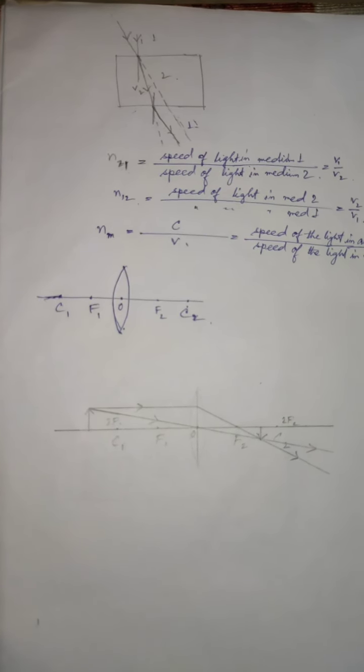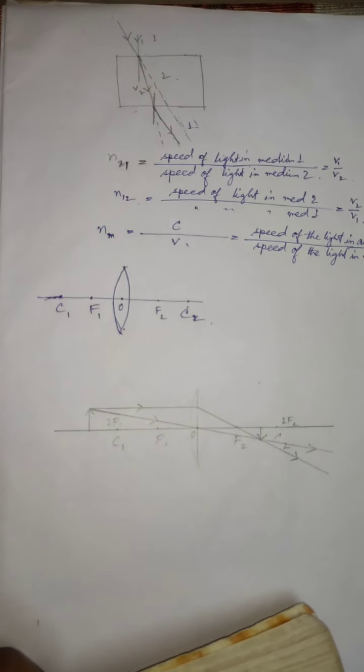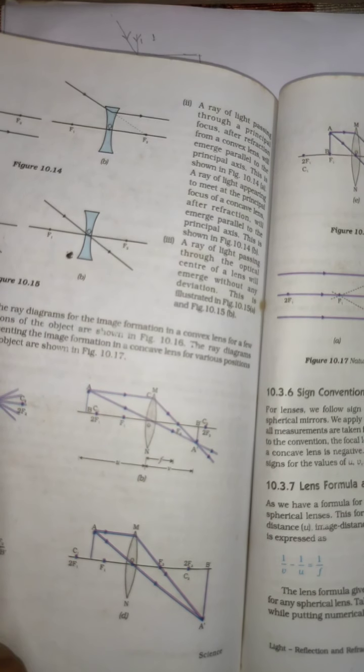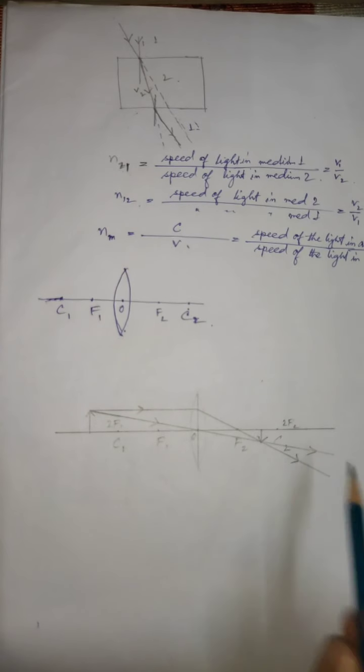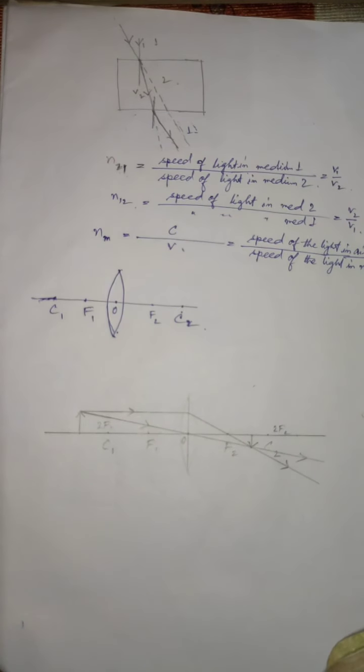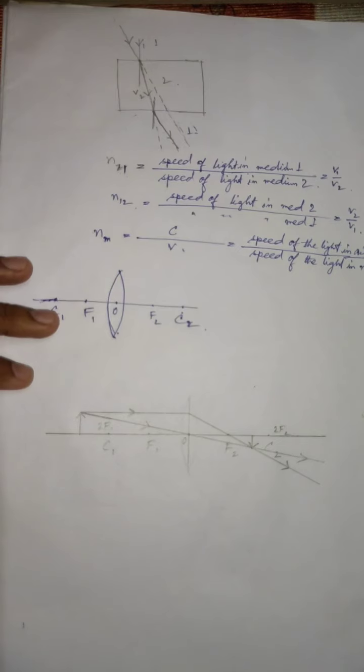Now there are some properties you may refer to. This one I have drawn, where the object is placed beyond C, that is, beyond 2F1. C means 2F1. So the image is formed between F2 and 2F2. If you draw it error free, then it will definitely match the table. So you try the other diagrams for convex lenses.